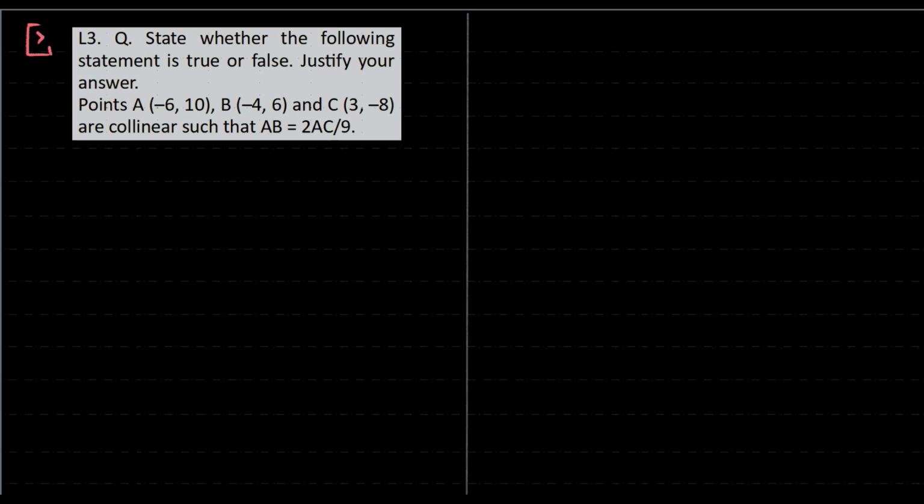State whether the following statement is true or false. Justify your answer. Points A, B and C are collinear such that AB is 2 times of AC by 9.